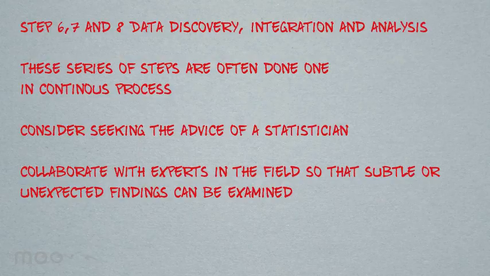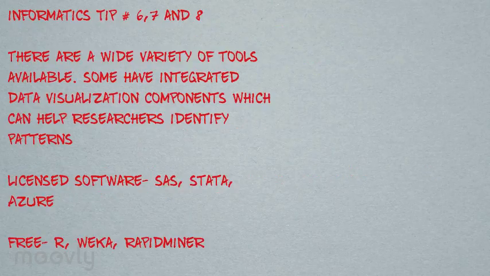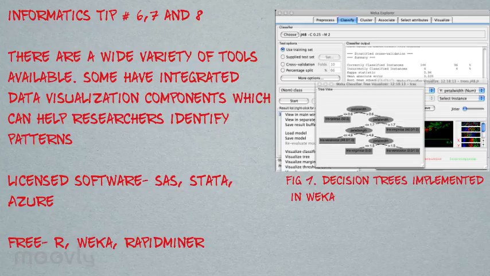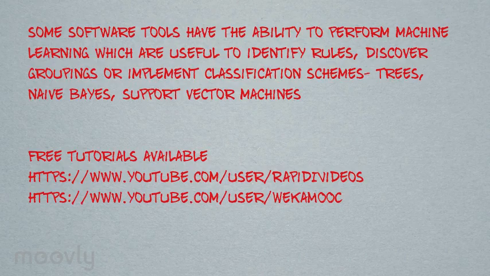Steps 6, 7, and 8 involve the processes of data discovery, integration, and analysis. Often, these steps can be summed up into one continuous process. There are a variety of informatics tools available, such as Weka and RapidMiner. Data visualization tools can help researchers visualize their data to find patterns such as rules and associations, which can be tested and exploited. Many of these tools are open source, and there are tutorials available for free as well.